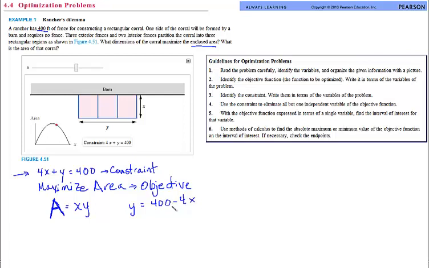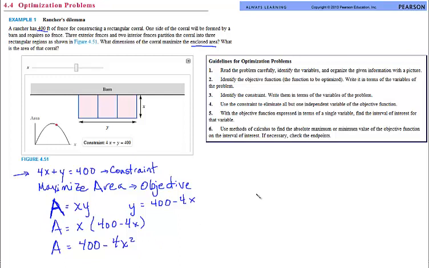I could have written it as x equals and done the same exact thing that I'm getting ready to do, but it was much simpler as y equals, because if I wrote it as x equals, then I'd have to divide by 4, and I don't like that. So let me just rewrite this with just x's now. It's x times whatever y is, and that y is 400 minus 4x. Writing that in a neater fashion, that would be 400x minus 4x squared.